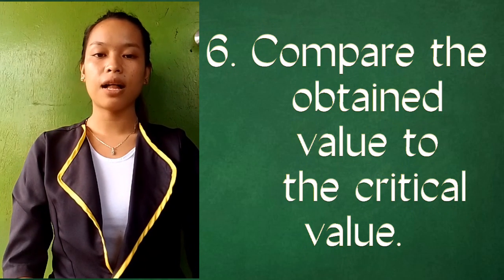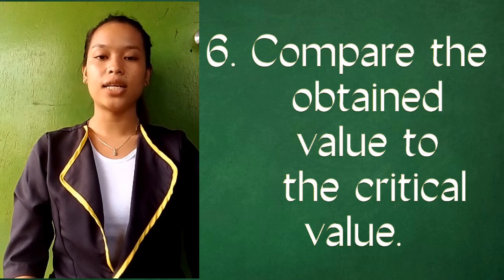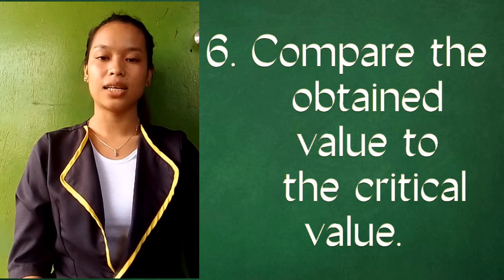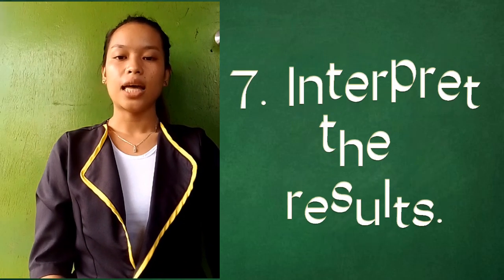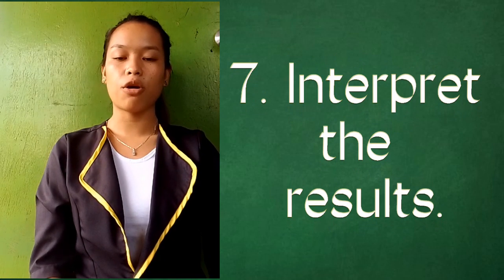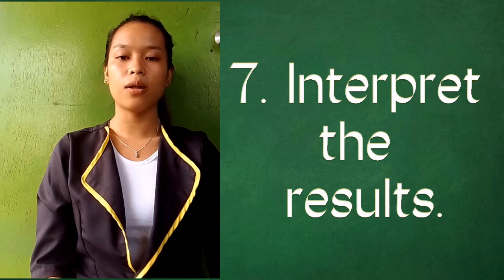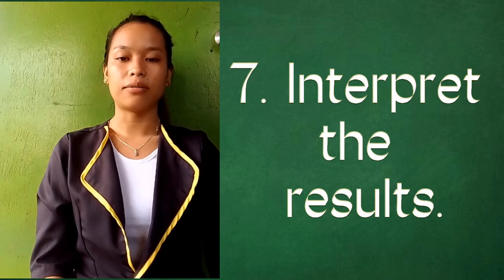Comparing the obtained value to the critical value allows us to identify a difference or relationship based on a particular level of risk. The seventh step is to interpret the results. The interpretation of results is more focused on what your analysis means and how reliable or valid it is.